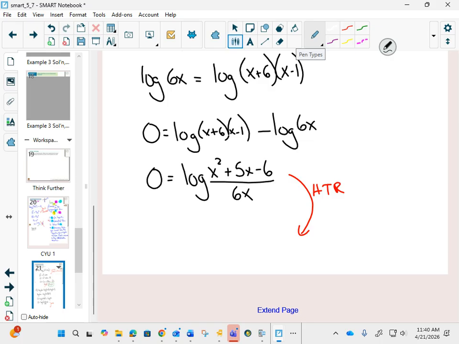Now we're stuck. No? Base. What's the base? 10. What's the exponent? 0 equals x squared plus 5x minus 6 over 6x. What's your zero exponent law mean? That's 1.